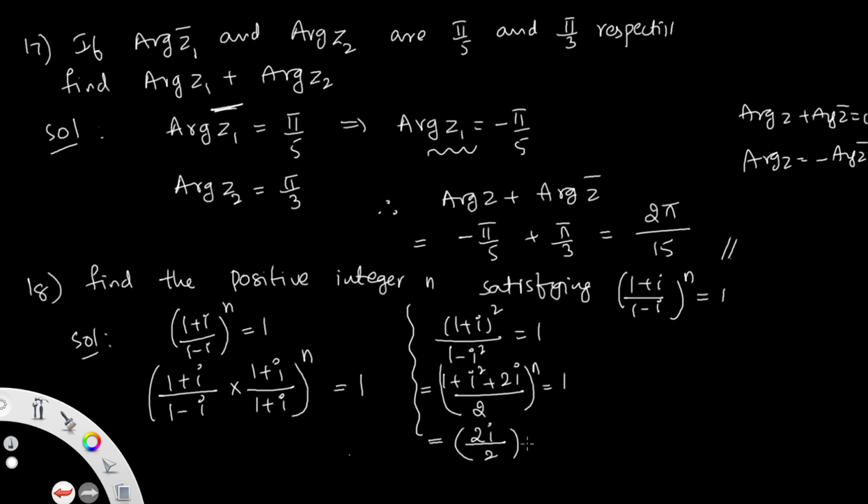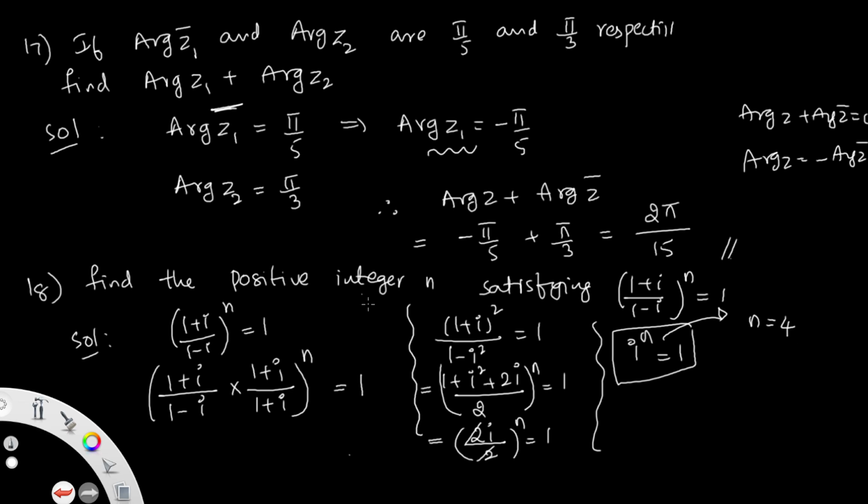So the 1 and minus 1 cancel, and the 2 cancels. Then you get i power n equal to 1. Taking values of n: i power 1 is i, i square is minus 1, i cube is minus i, i power 4 is 1. So if n is equal to 4, or any multiple of 4, we get 1.